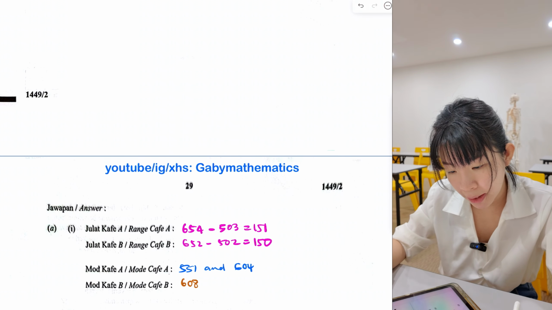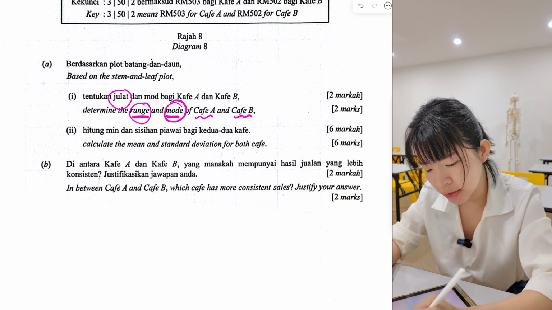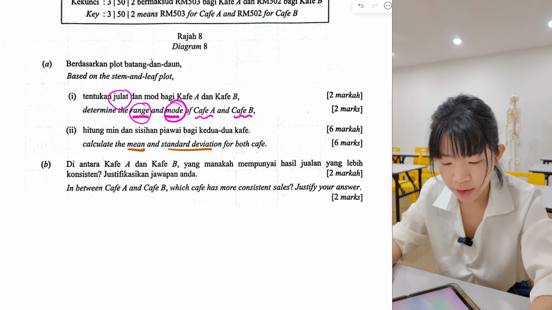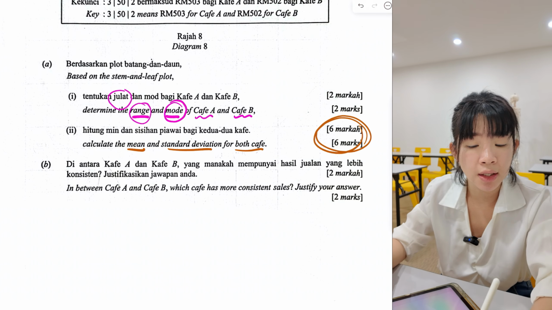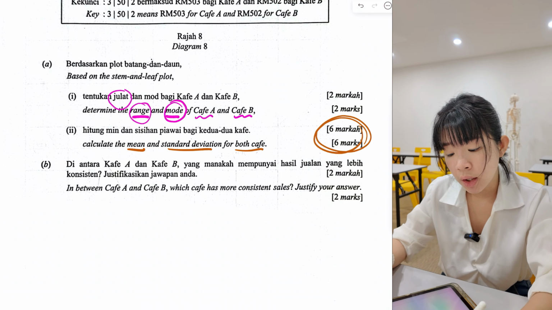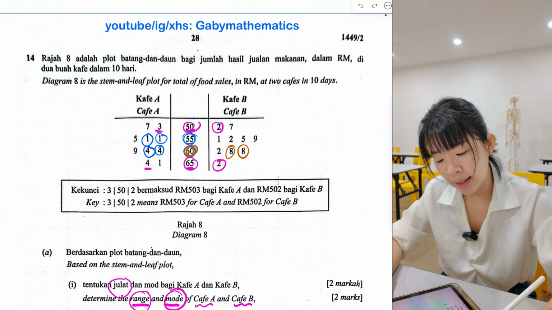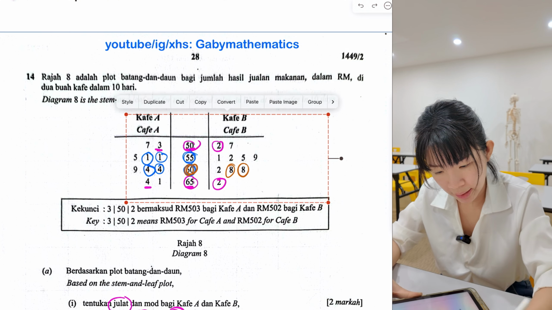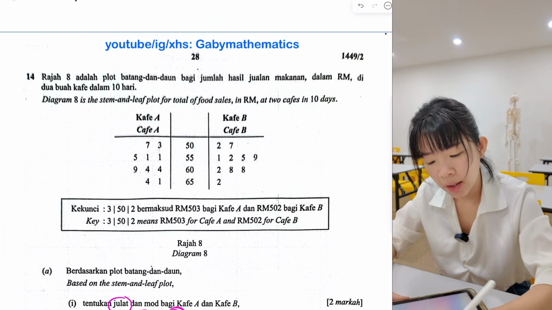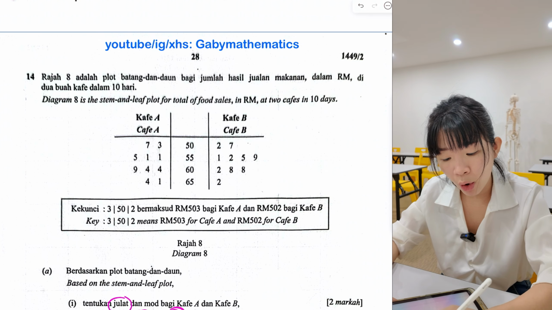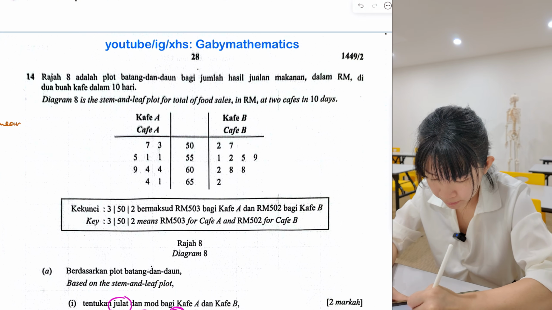Okay, so now let's look at part 2. They ask us to find the mean and standard deviation for both cafes. Okay, 6 marks, so each cafe will be 3 marks. So to find the mean, you need to add everything up. I write at the side, so it's easier to refer. So for cafe A, to find the mean, you add all the data together.